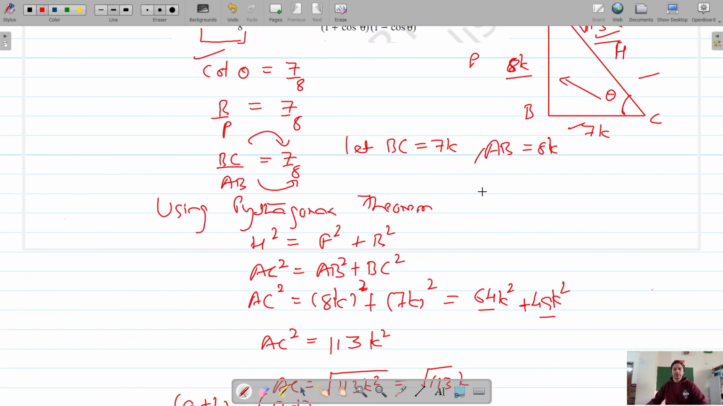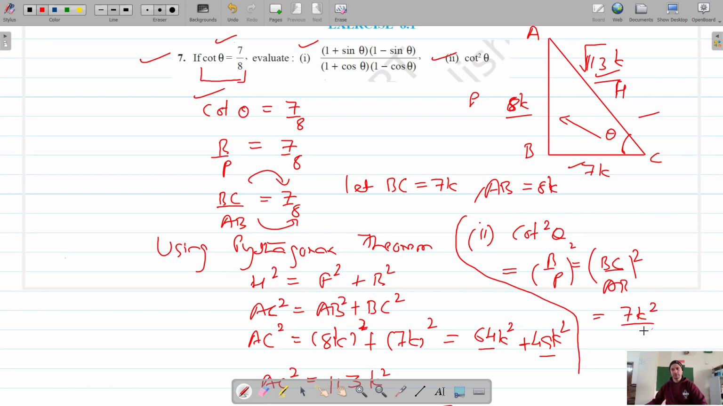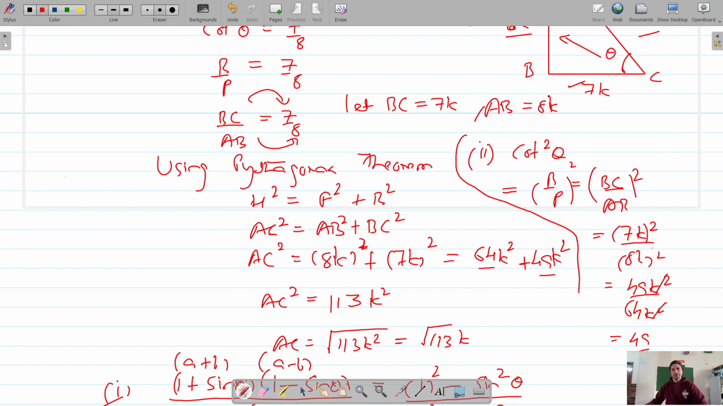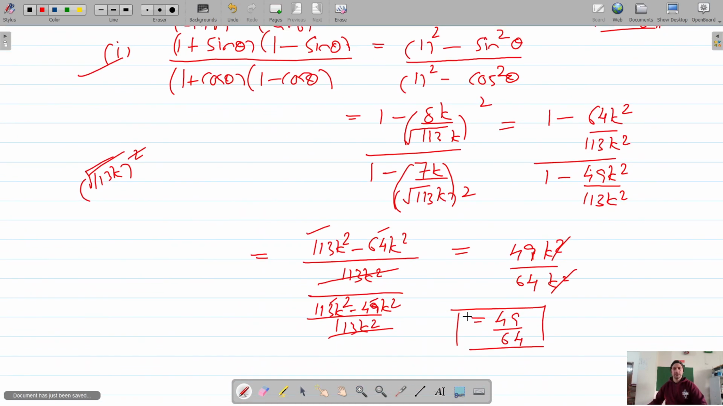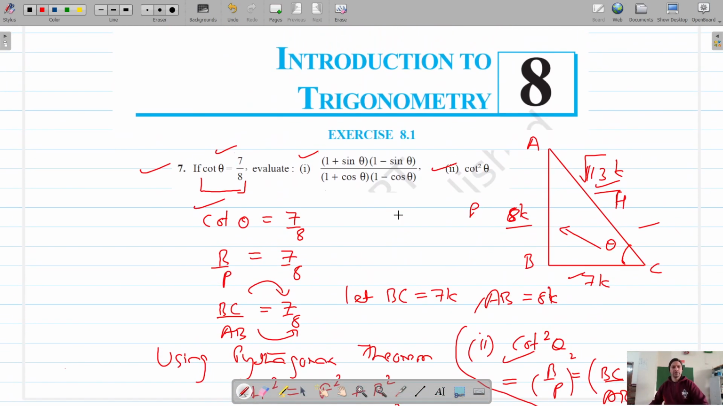Moving on to part two, it's simply cot square theta, and we know that cot is base by perpendicular with respect to theta. Base is BC, perpendicular is AB, so it's squared, and if we put in the values, BC is 7k, the whole square, and AB is 8k, the whole square. That gives us 49k square by 64k square, so it's again 49 by 64. So both these values are equal, 49 by 64. That's the solution of question number 7. Thank you for watching.